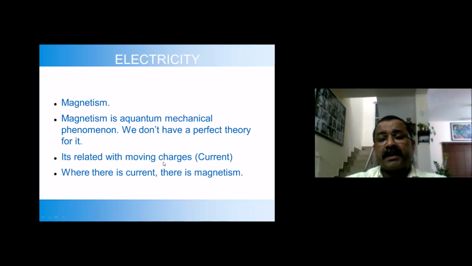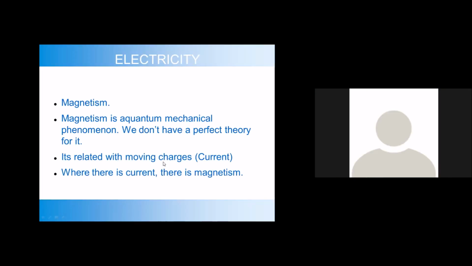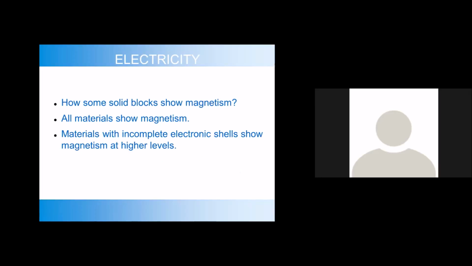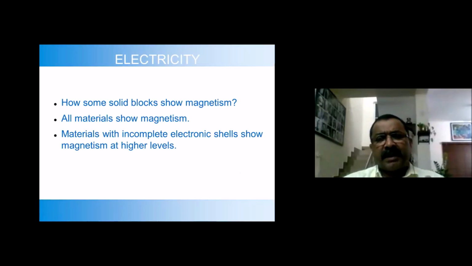But you can say that magnetism is related with moving charges or current. It is related with current, and where there is current, there is magnetism. If a current flows through a conductor, it will show a magnetic property as well. So it's related with moving charges.